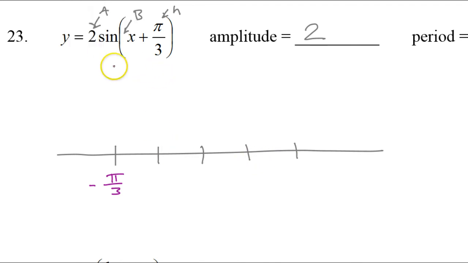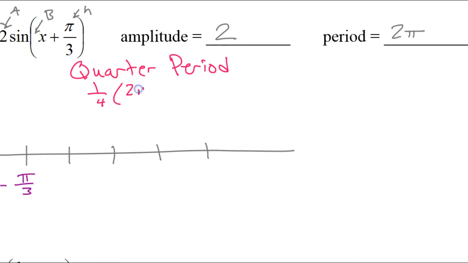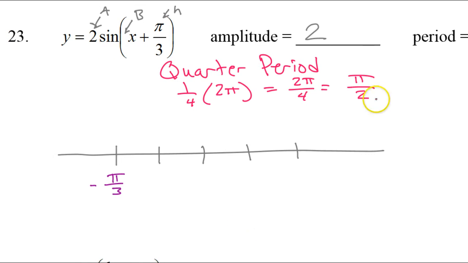Well, remember that the period is 2 pi. So that means 1/4 of the period is 1/4 of 2 pi, or 2 pi over 4, which is pi over 2. So pi over 2 is 1/4 period. So what I need to do is add pi over 2 repeatedly. Every time I add pi over 2, it'll take me to the next space.